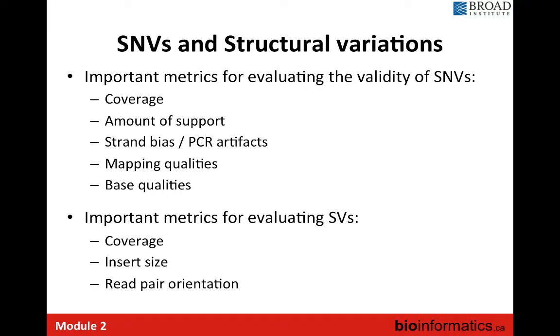So what are the metrics that can be used to evaluate the validity of a SNP? The first one is the coverage, then the amount of support. Is there any bias that you can detect, a strand bias or PCR artifact? What is the mapping quality and what is the base quality? All these things can be viewed or highlighted with different IGV options. For structural variants, we're going to look at coverage, insert size, and read pair orientation, which I'm going to explain in detail just after.